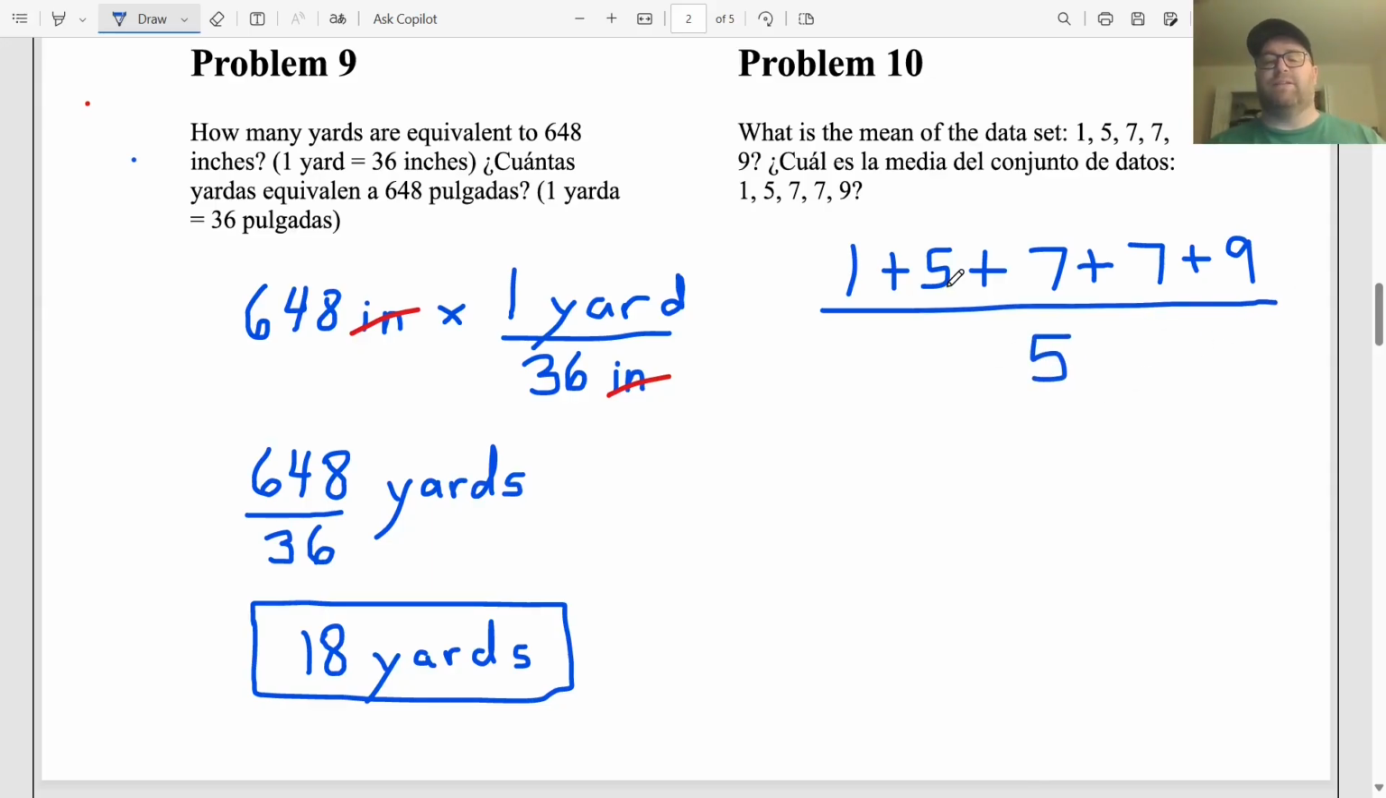1 plus 5 is 6. 6 plus 7 is 13. 13 plus 7 is 20. And 20 plus 9 is 29. So our mean is going to be 29 divided by 5. That's going to be 5 4/5, or 5.8. So that's going to be our mean.